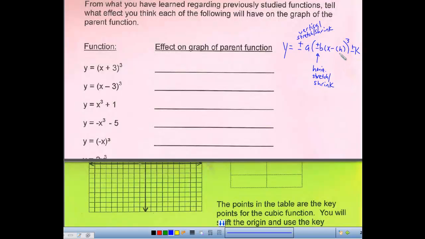Remember the h is right or left movement, and k is vertical movement, up or down. Remember the negative sign out front is a reflection across the x-axis. The negative sign inside the parentheses is a reflection across the y-axis. Also remember that the horizontal movement, the stretching and shrinking, and the right or left movement is opposite of the way we think.